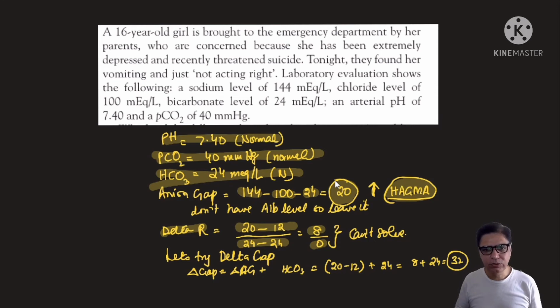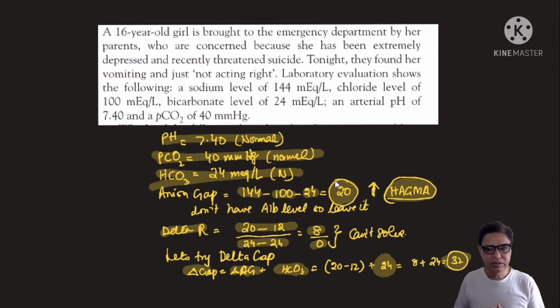So what we do is we take the delta gap, and the delta gap is basically the change in the anion gap, and you add the bicarbonate levels to it. So the change in anion gap is what? It is 8, because 20 minus 12 would be 8, and you add 24, which is your measured bicarbonate level. What you get? 32. And 32 is high because the normal delta gap is between 18 and 30. So it is 32, which is higher than the upper limit.